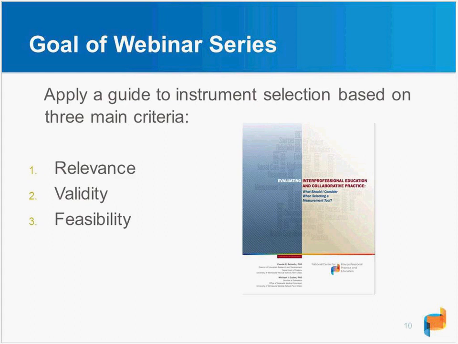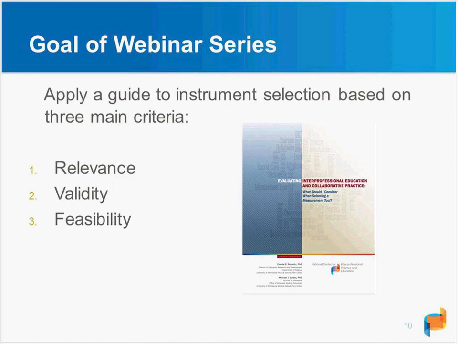So this webinar series serves as a companion to the measurement primer. And the primer describes three main criteria to consider when selecting a tool. Criteria number one is to determine whether the tool is relevant for your needs. This criterion forces you to think deeply about who and what you're trying to measure and why. Criterion two is to review the tool's psychometric strengths and limitations.